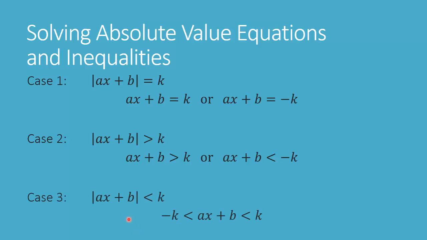The final case, of course, is when it's less than k. This is just like the third distance example that we had on the previous slide. We want everything that is between negative k and k. So we set this up as simply a tri-inequality and then just solve from there.